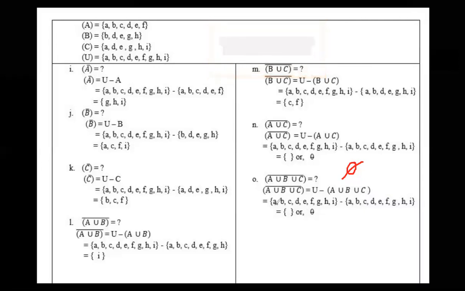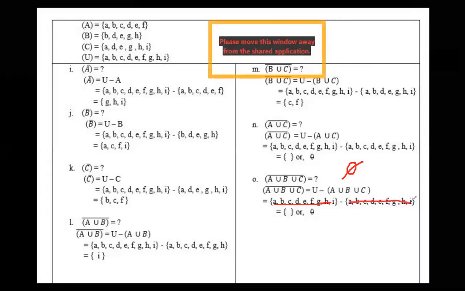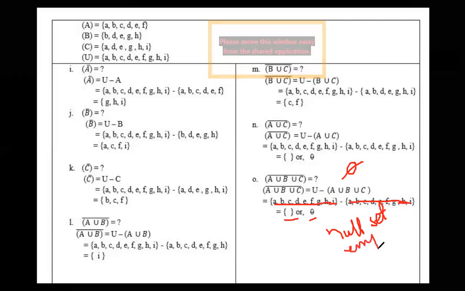Again, what are the common numbers? A, B, C, D, E, F, G, H, I. Everything is repeated here also. What is left? Nothing. That means inside the curly bracket, write down nothing. Empty curly bracket. So this is called empty set. We call it null set, otherwise we can call it empty set also. There is nothing inside this set. That's why this is called null set.